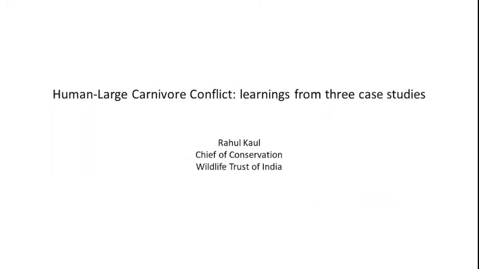Right. So the topic today is something that is very contemporary and often is a subject of great distress to everybody, and that is the human large carnivore conflict. Today we'll talk a little bit about what this conflict is, what it means, and especially with regard to the carnivore conflict, what are the various hypotheses, and why and how it happens.